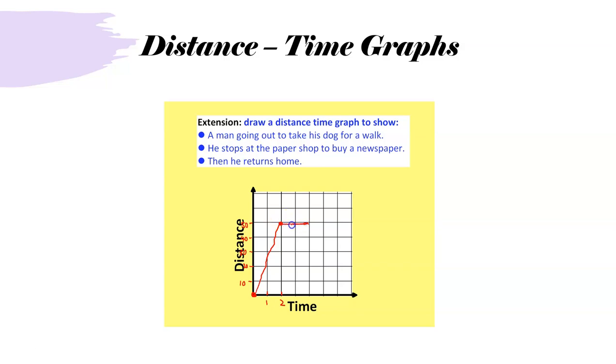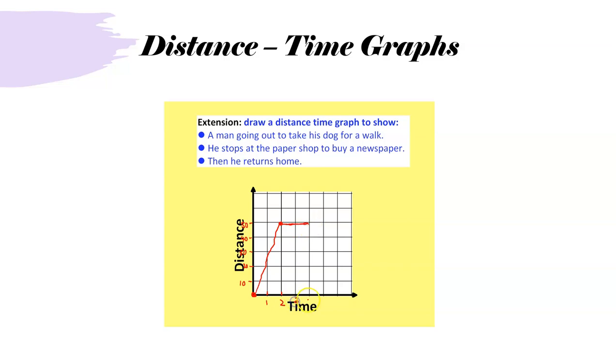That section would look like this. Okay, because in this 2 minutes, he's not travelling any further distance away from home. He's actually stopped, he's stationary. And this stationary value is shown by a horizontal line.